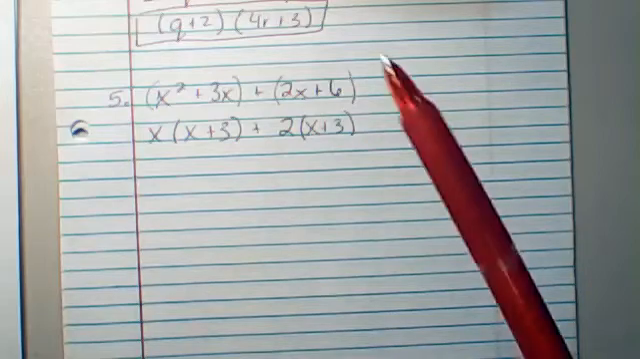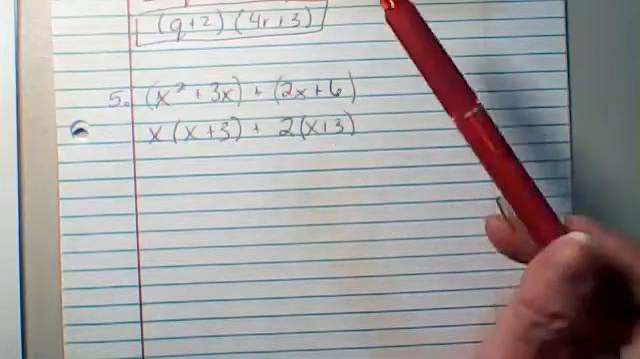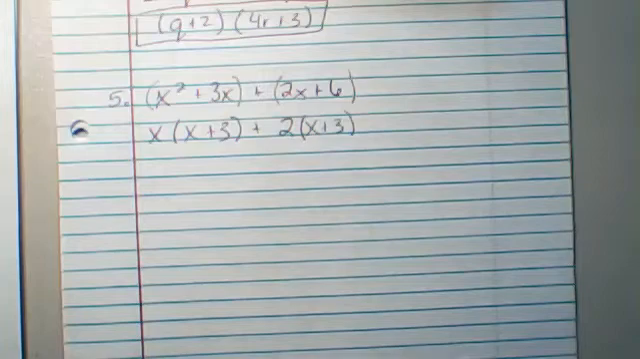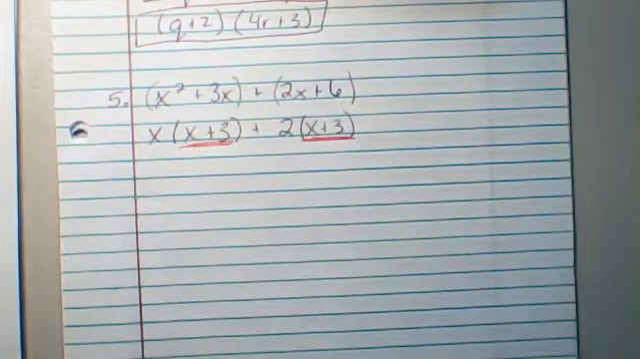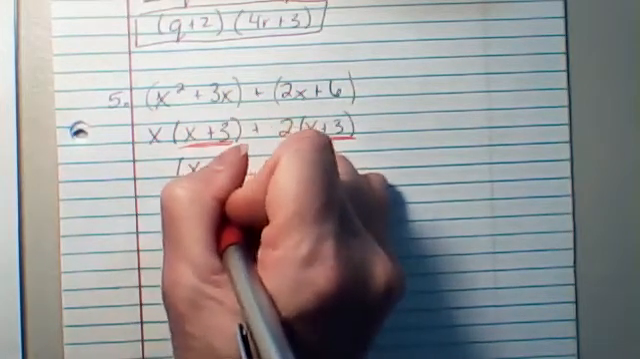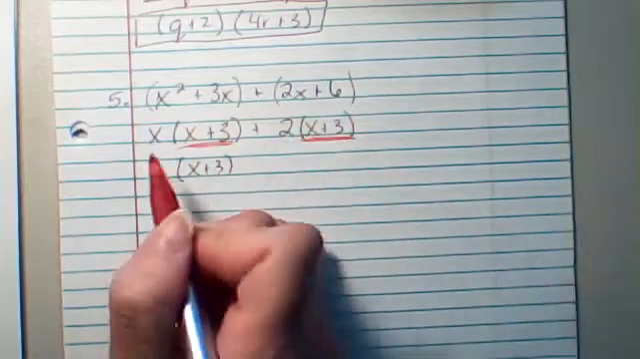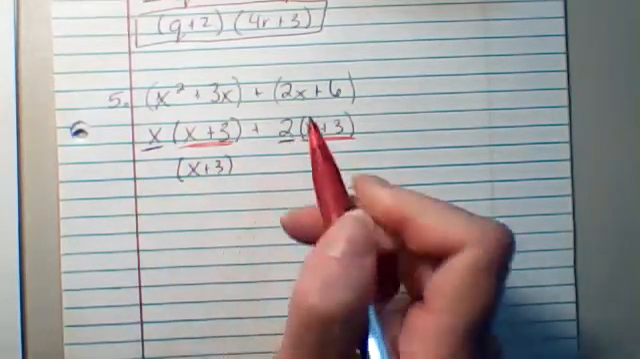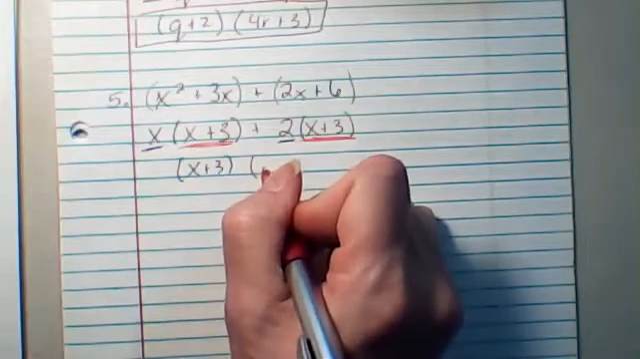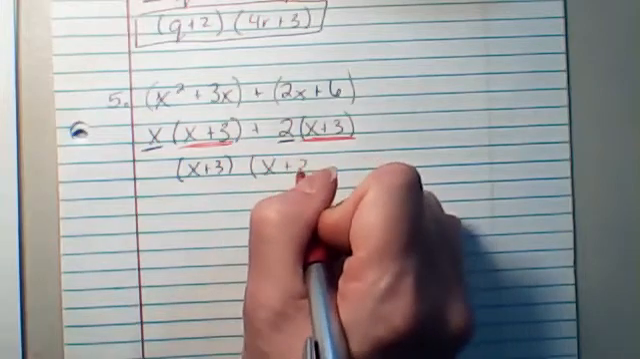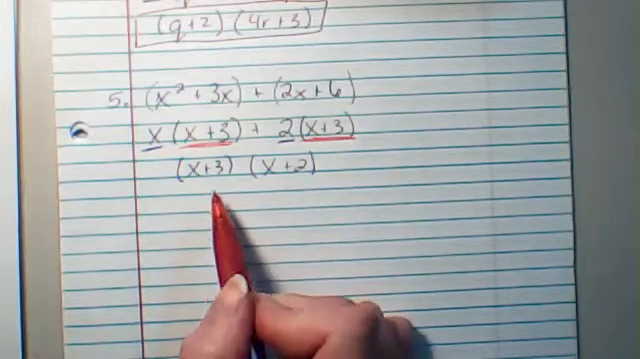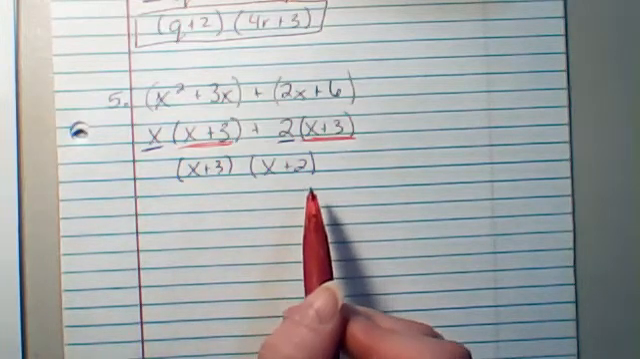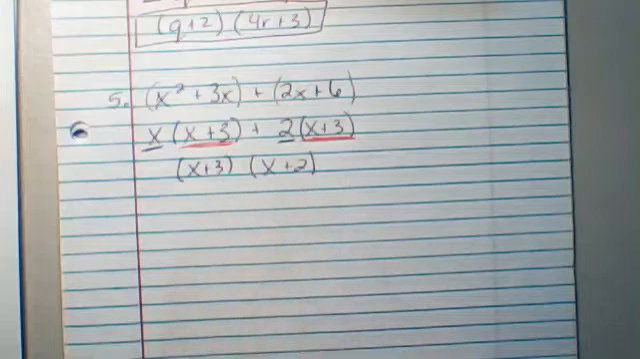Now, once we've done that first step, it's just like the problems you do in 1 through 4. They say, what do they have in common? I've got that x plus 3. They both have that x plus 3. So I'm going to bring that x plus 3 out in front. And what's left? I've got a 2 plus x. X plus 2. And there we go. So we've got the quantity x plus 2 times the quantity x plus 3, or you can write it as x plus 3 times x plus 2.